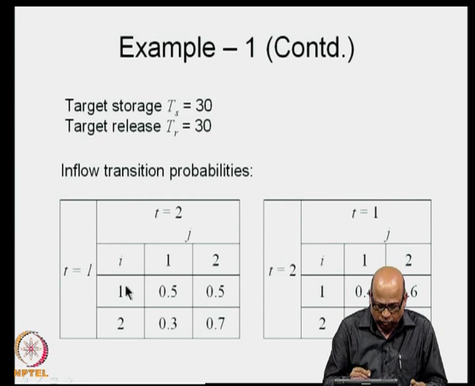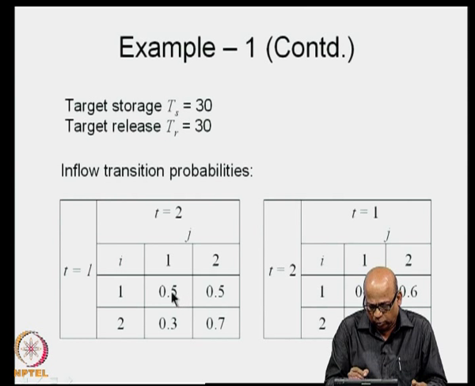So, I is equal to 1 and 2. From I is equal to 1, it goes to j is equal to 1 in time period t is equal to 2 with a probability of 0.5. Starting with I is equal to 1, it goes into class interval j is equal to 2 in time period 2 with a probability of 0.5. Remember, the transition probabilities being stochastic matrices, the rows must add up to 1. So, 0.5, 0.5. That is, it says that starting with class interval 1, the inflow has to go into one of these 2 class intervals, and therefore, the sum of the probabilities must be equal to 1.